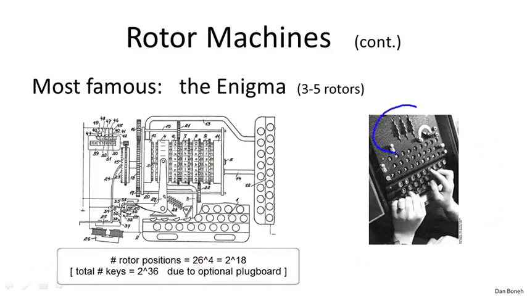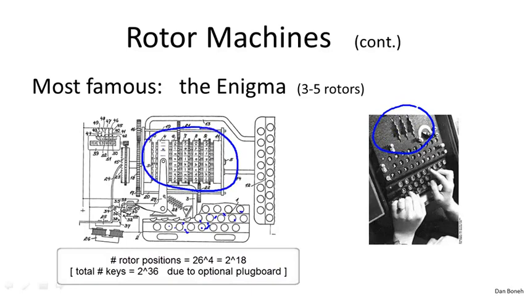Here you see an example of the Enigma machine with 3 rotors. The secret key in the Enigma machine is the initial setting of the rotors. In the case of 3 rotors, there would be 26 cubed possible different keys. When you type on the typewriter, these rotors rotate at different rates.